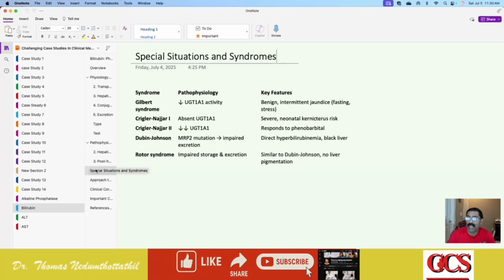Dubin-Johnson syndrome is due to MRP2 mutation leading to impaired excretion of conjugated bilirubin and is associated with direct hyperbilirubinemia and black liver. Rotor syndrome is characterized by impaired storage and excretion, and key features include features similar to Dubin-Johnson syndrome but no liver pigmentation.